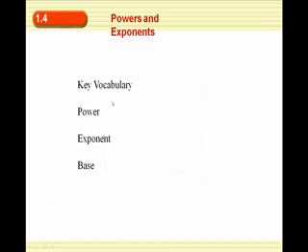Right here, that's supposed to be the line for our 2-column notes. We have power. The best way to do this is with an example. Let's go 3 to the 5th. The power is this right here, the 5. Basically the power is this whole thing, 3 to the 5th power. We're taking 3 to the 5th power.